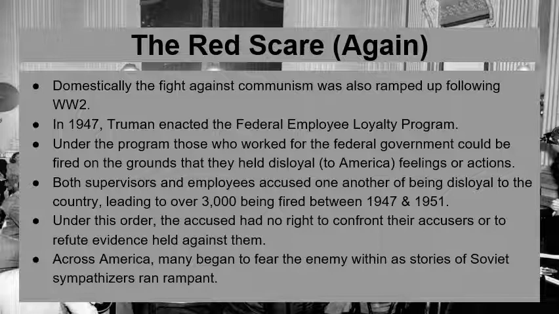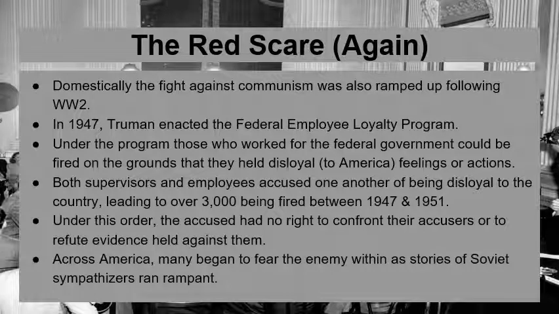Under this program, those who worked for the federal government could be fired on the grounds that they held disloyal feelings or actions to America. Both supervisors and federal employees accused one another of being disloyal to the country, leading to over 3,000 people being fired between 1947 and 1951. Under this order, the accused had no right to confront their accusers or to refute evidence held against them. Across America, many began to fear the enemy within as stories of Soviet sympathizers ran rampant.